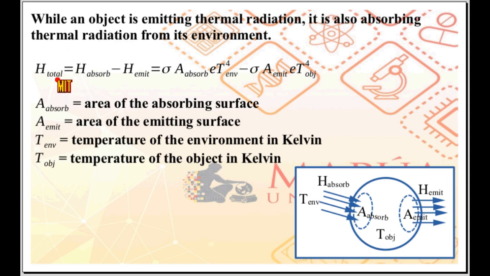If H total is positive, that means the overall behavior of the object is absorbing heat radiation. But if H total is negative, meaning H emit is greater than H absorb, that means the overall behavior of the object is emitting thermal radiation.